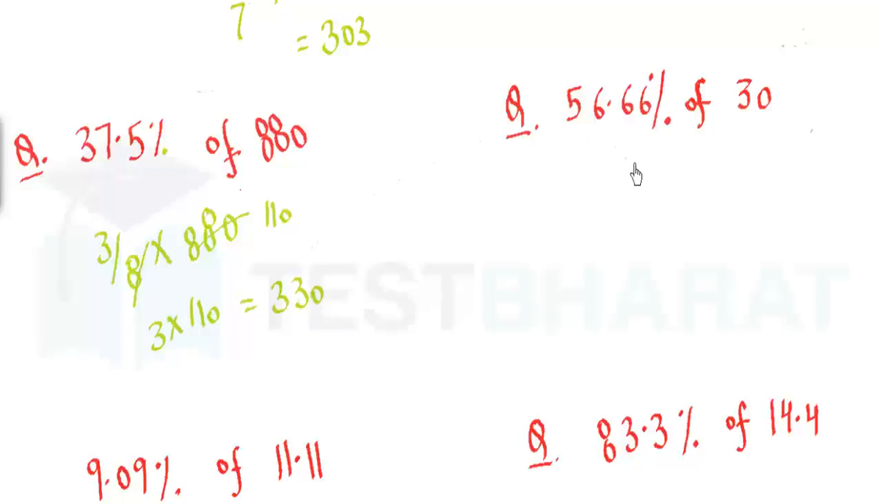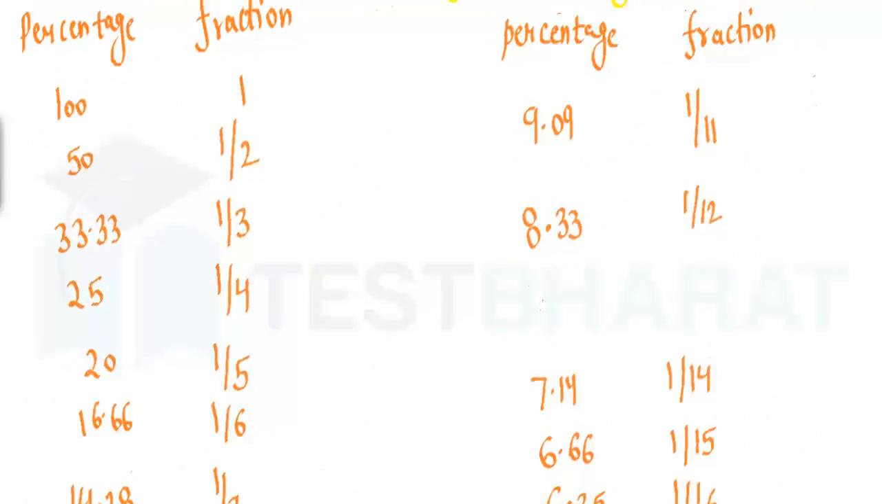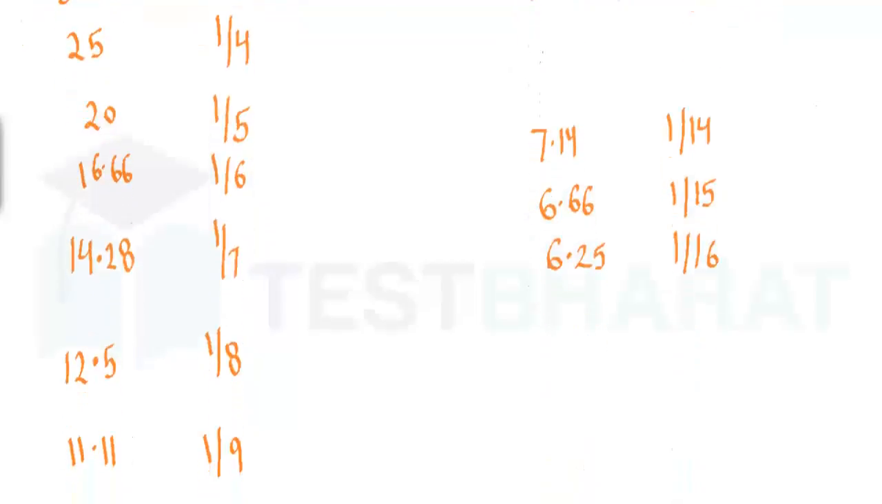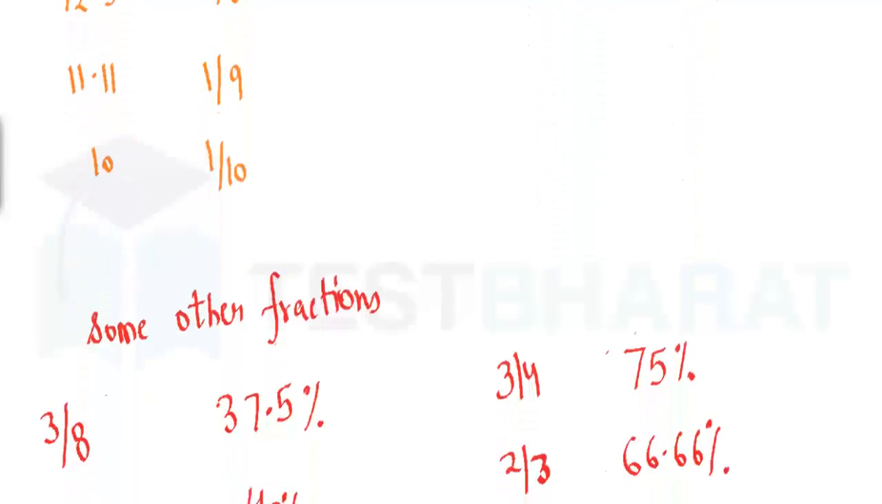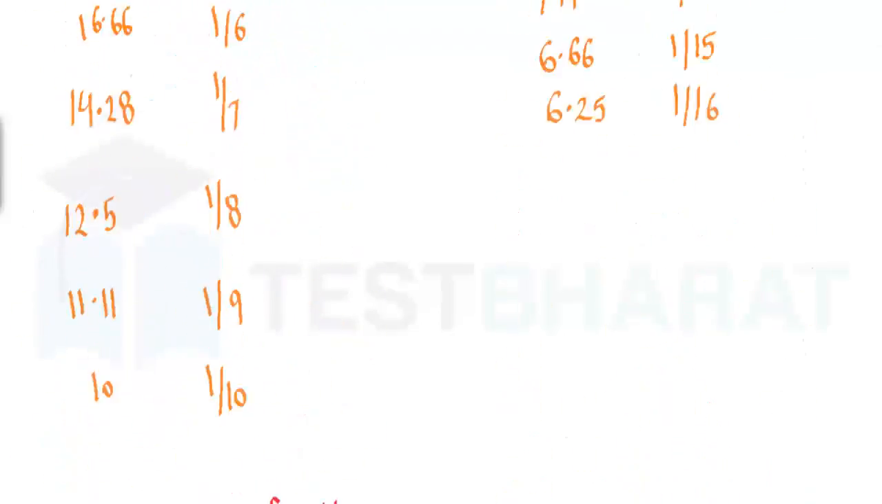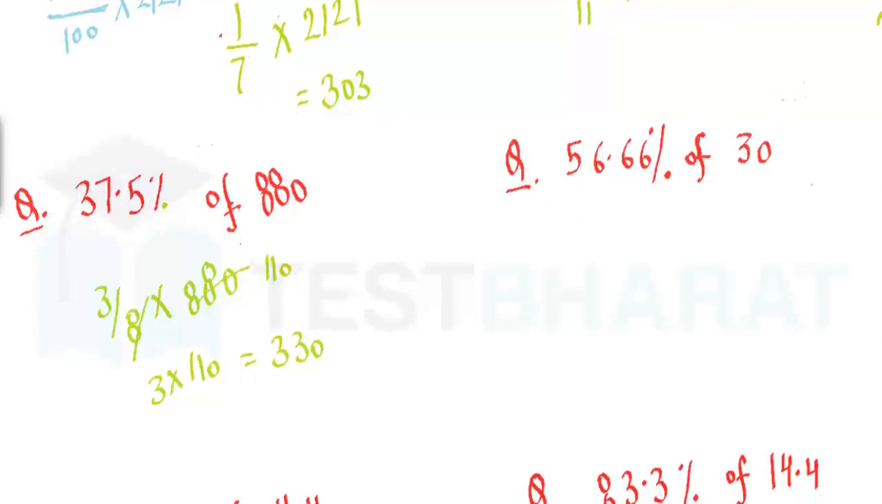Again, this question is 56.66% of 30. This question is a bit trickier. Here, I don't have the fractions for every percentage, because normally I cannot remember hundreds of fractions, right? So in this kind of question, if I remember these 17 or 18 fractions, then these questions become easy. I can calculate this kind of fraction also, like 56.66.